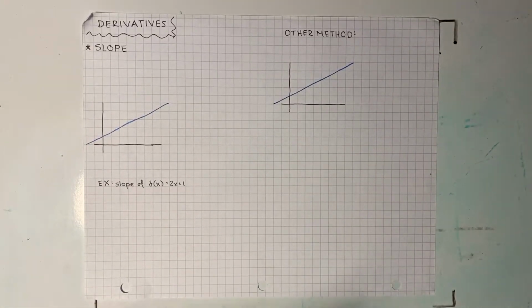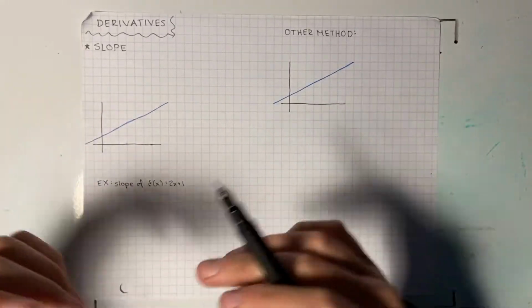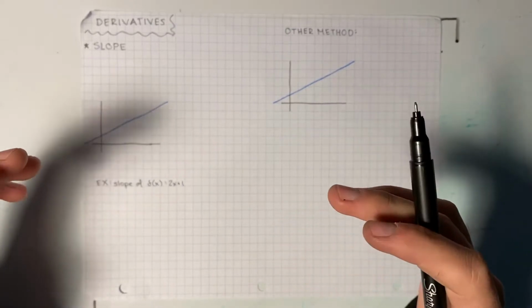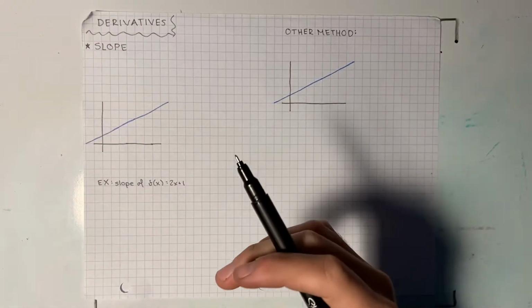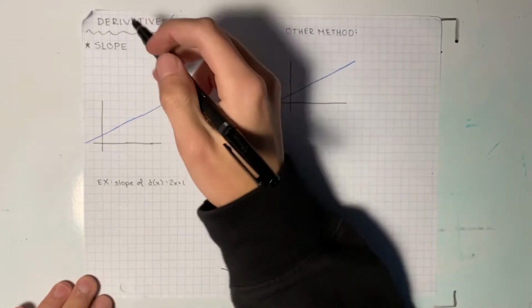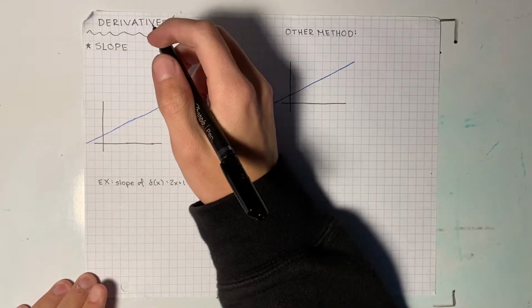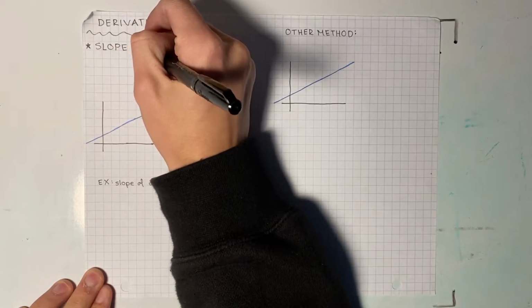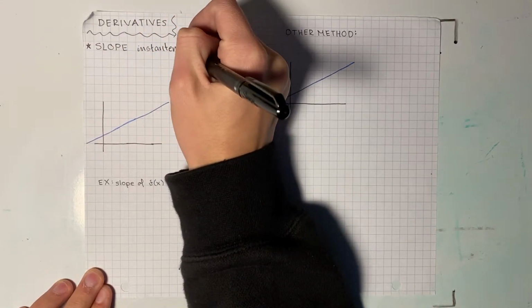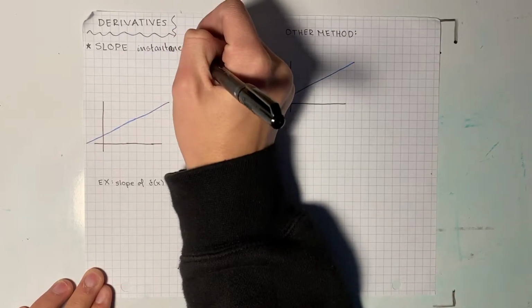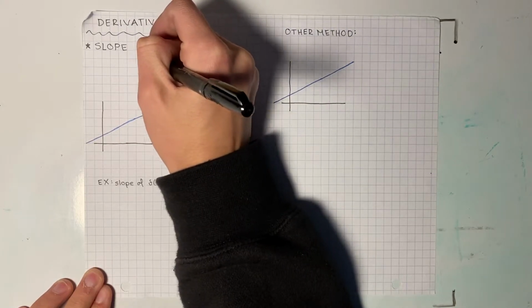Okay, so today we'll be going over the first most important concept in calculus, and this is known as a derivative. And before we get into derivatives, we first got to talk about what a slope is. So we know that the slope is the instantaneous rate of change.